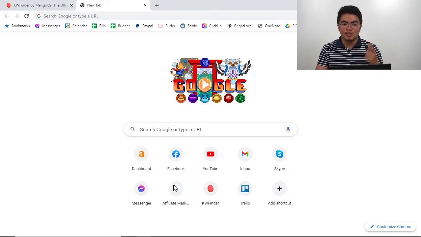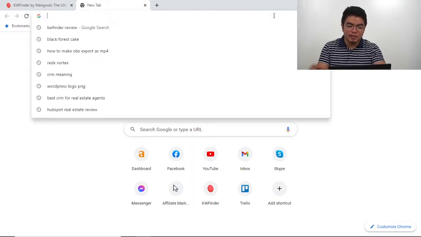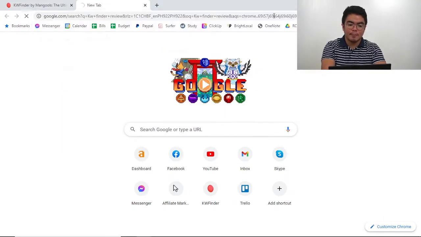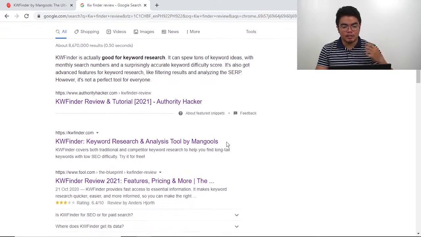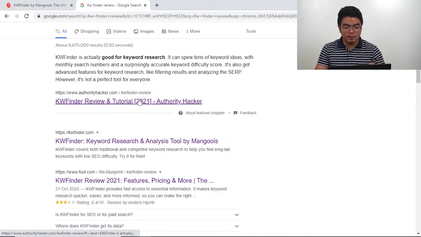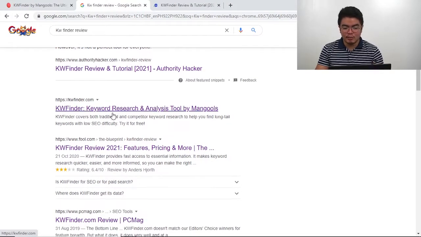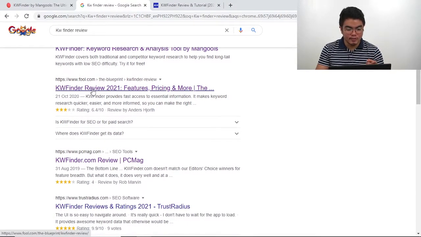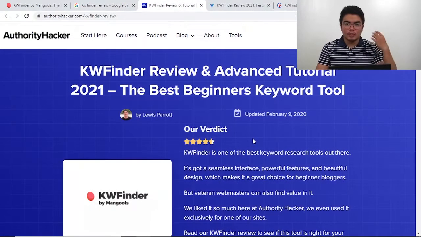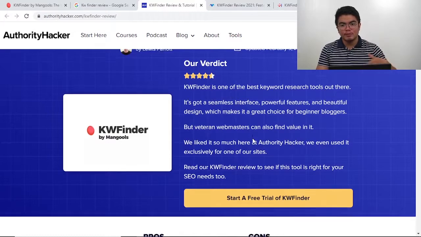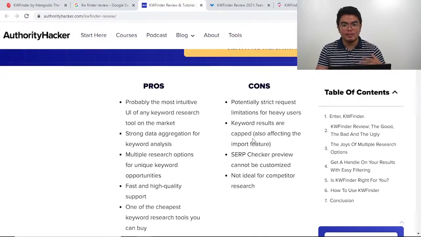All you have to do is jump into Google, type in your target keyword, and then check out the top 3 or 5 blogs that are showing up in the SERP. So here we have Authority Hacker. We skipped this one since this is KW Finder themselves. We have Fool.com and we have PC Mag. Now, when you're doing competitor analysis, it's very important to read everything, get all the information that they're having here.